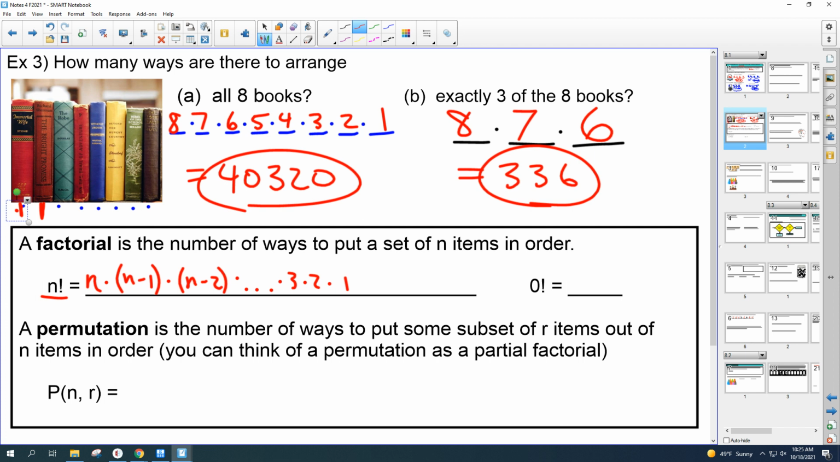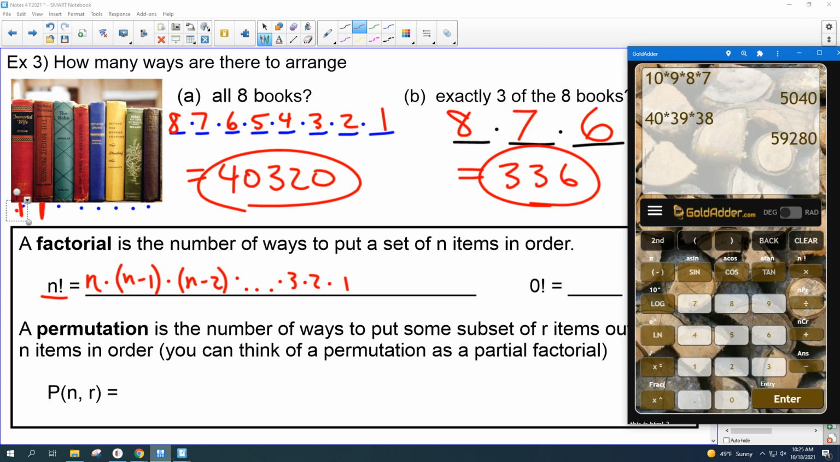That is a factorial. So if you're looking at a calculator, you would type it in as 8 and then find the exclamation point. On mine, it's over there with the multiplication button. 8 factorial, 40,320. That's 8 times 7 times 6 times 5 times 4 times 3 times 2 times 1.